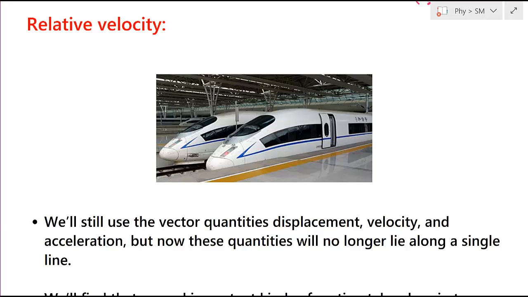In the next few videos, we will also see how to calculate relative velocity, what the use of relative velocity is, and how we do problems related to relative velocity.